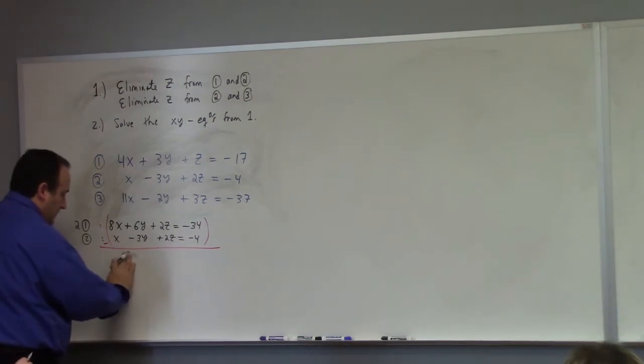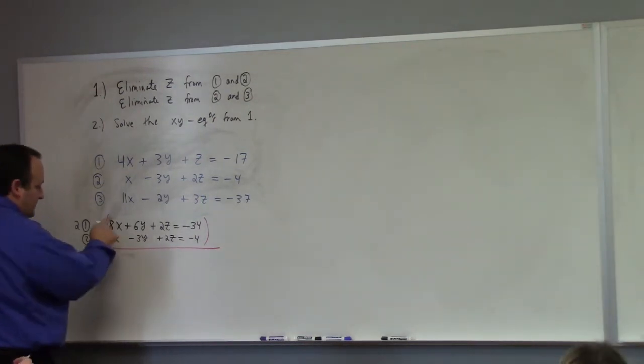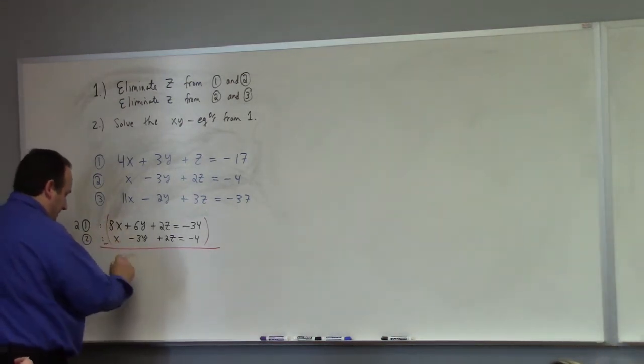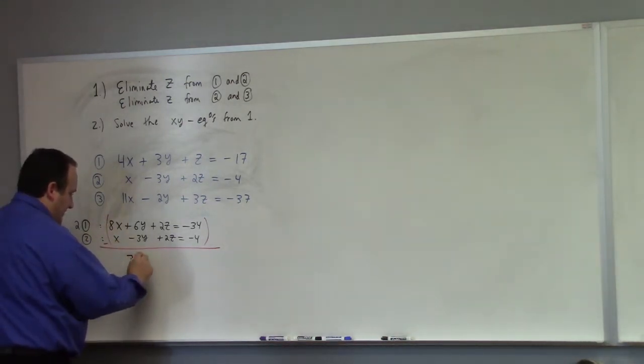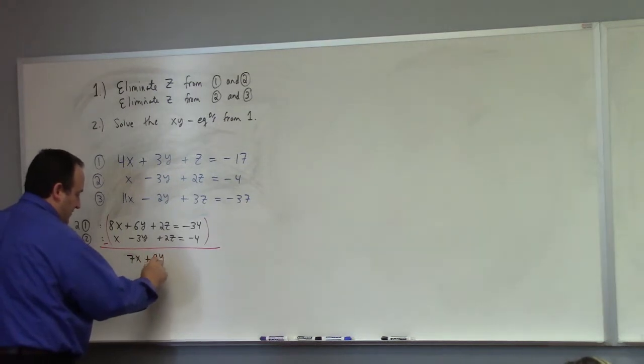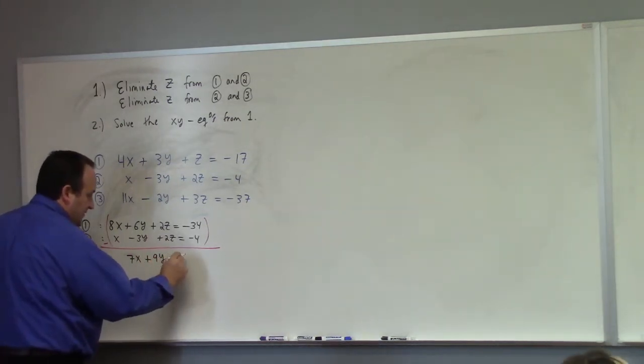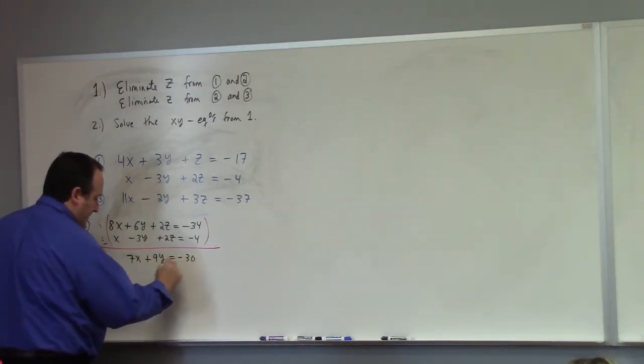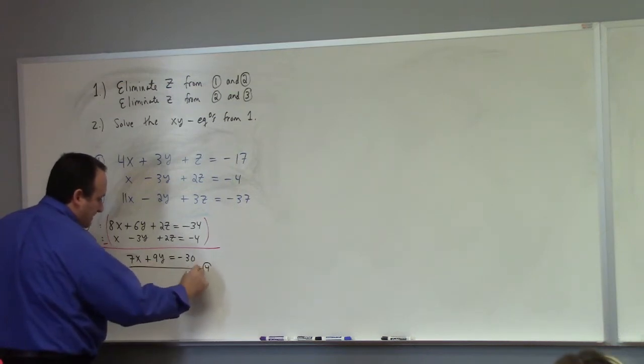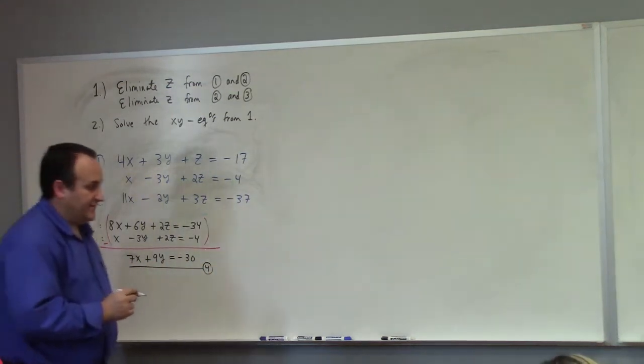What's that? Oh, but subtract. So 8 minus 1 is 7x. Yeah, plus 9y equals minus 30. And let's call that equation 4. All right, so that's the first thing I do.